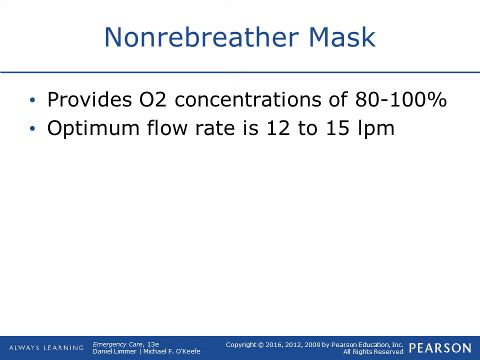The non-rebreather is used to deliver higher concentrations of oxygen, so you're looking at delivering 80 to 100% oxygen. Just like the bag valve mask has a reservoir bag on it, the non-rebreather mask does too, so they're going to be taking in deep breaths of high amounts of oxygen. When you connect your non-rebreather mask to an oxygen source, you set it anywhere from 12 to 15 liters a minute. That's going to give you that range of 80 to 100% oxygen.